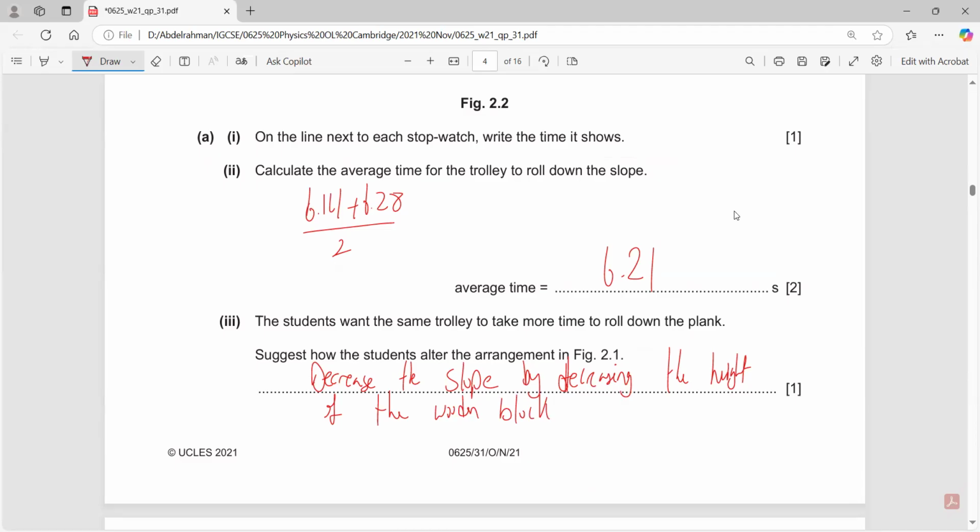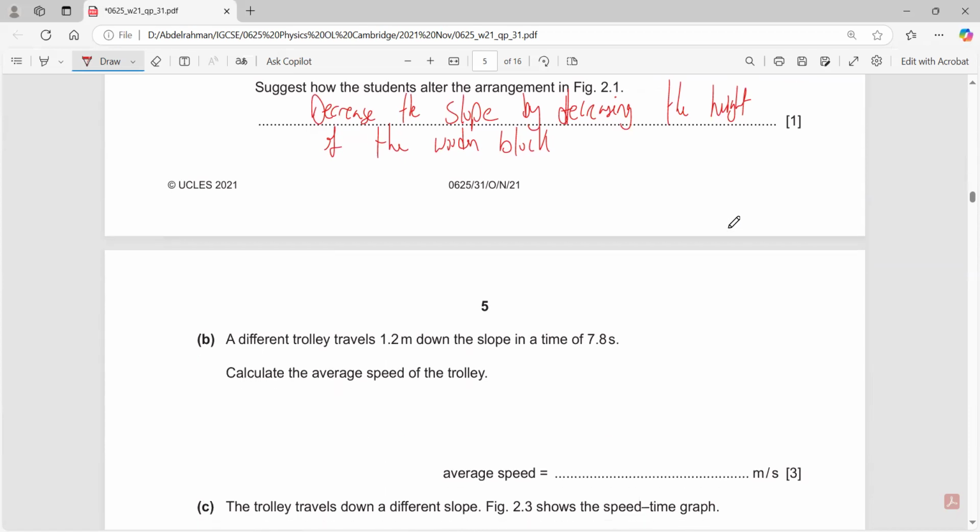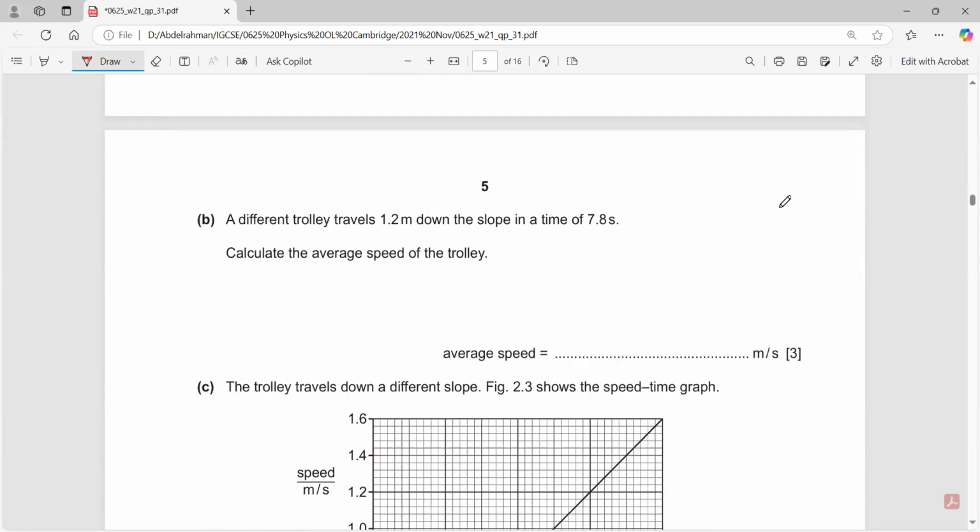Okay. A different trolley travels 1.2 meters down the slope in a time of 7.8 seconds. Calculate the average speed. Average speed equals total distance over total time. So you have 1.2 divided by 7.8, which gives you a final answer of around 0.15 meters per second.